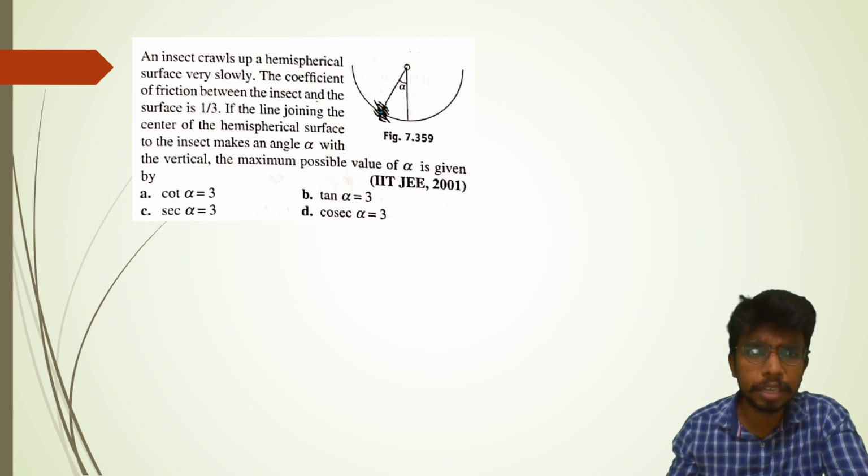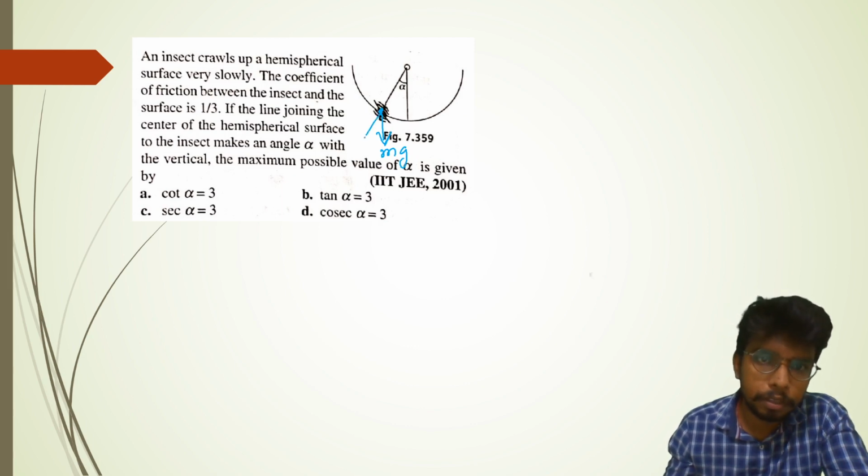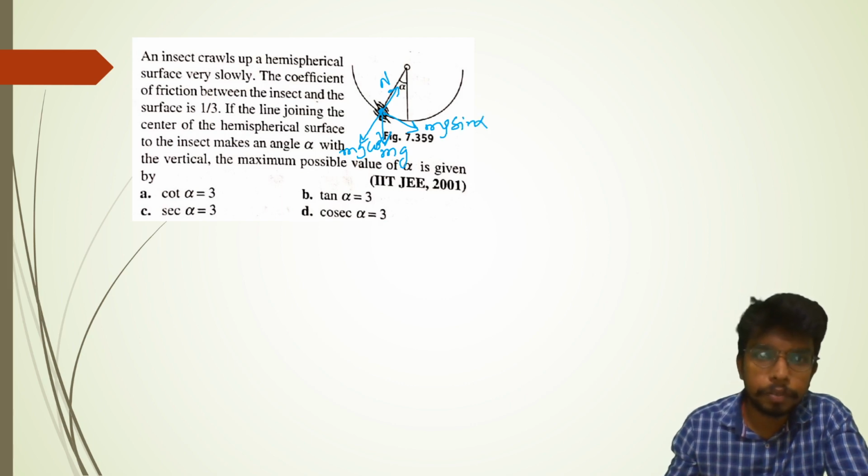So let's assume that it is making the same angle alpha only. I'm making the free body diagram here. Let's say the force downward is mg. This will be mg cos alpha. There will be a normal reaction in this direction, and there will be a force mg sin alpha. I made the components of mg, and there will be this frictional force.